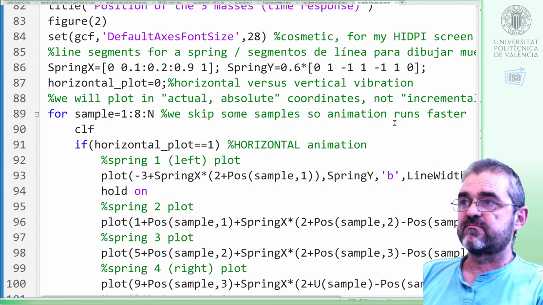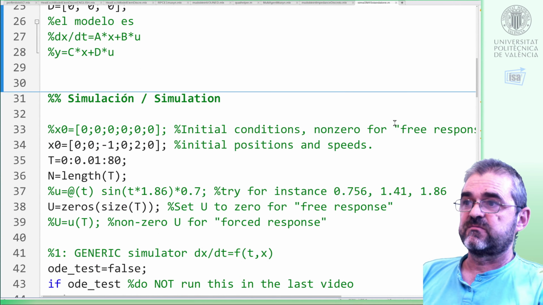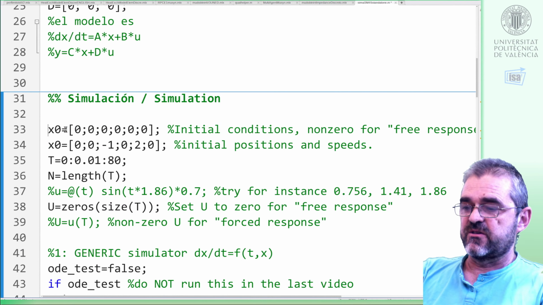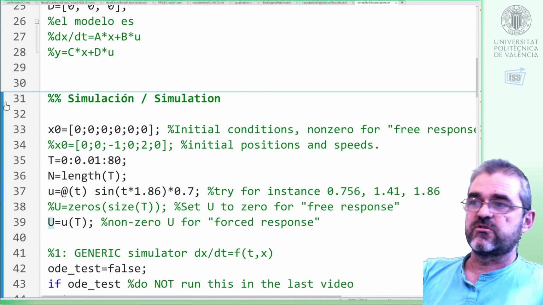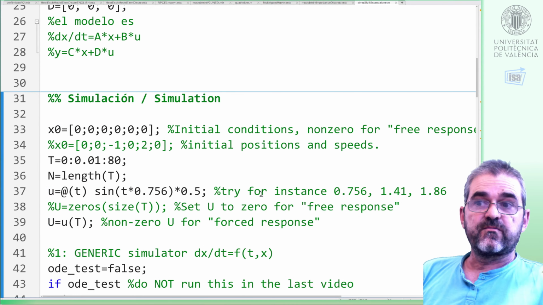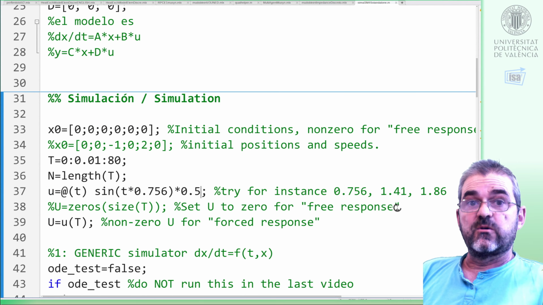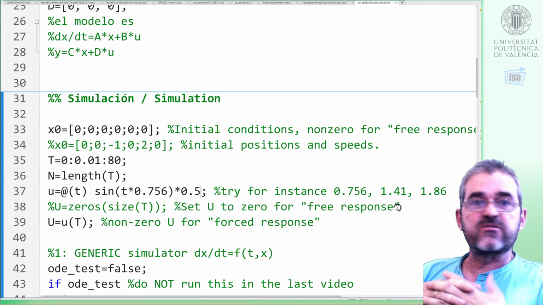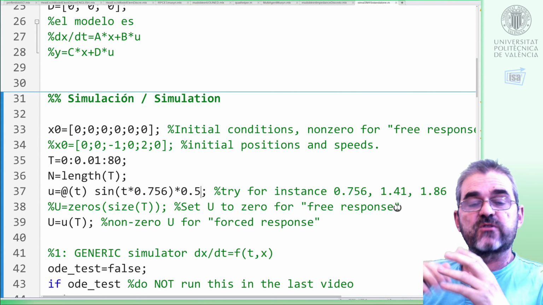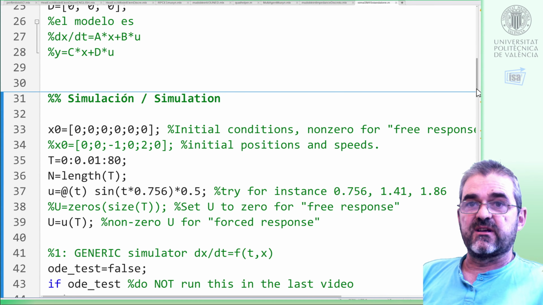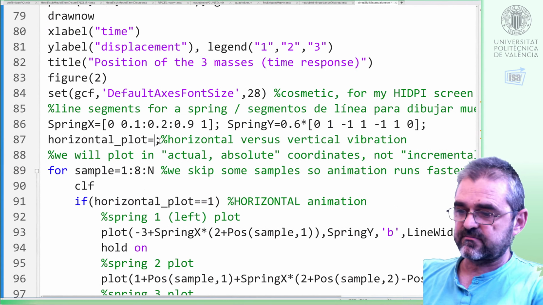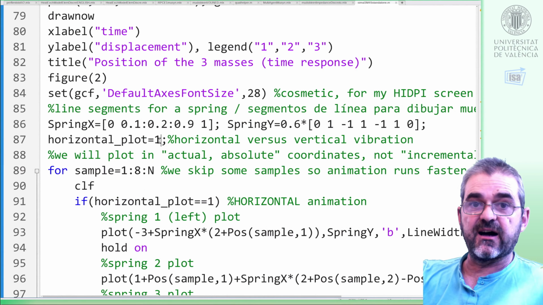We will now simulate forced responses. For instance, 0 initial conditions, but sinusoidal input. These are indeed some resonances, high amplitude solutions, but computing the resonant vibration modes is out of the scope of this video. We just wish to have a look at the animations. So if I simulate this first vibration mode as a horizontal animation, I get this.